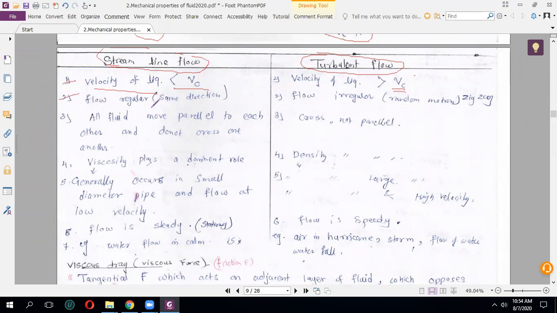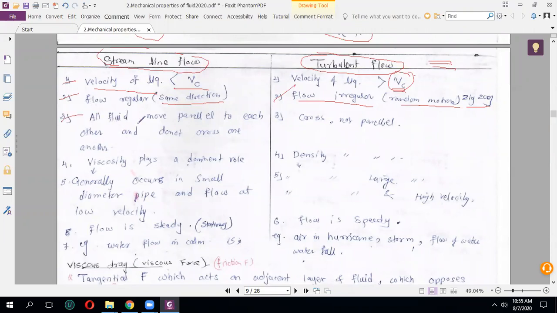Second, flow is regular. In streamline flow, the liquid flow direction is the same. All liquid flow direction is the same. In turbulent flow, the direction of liquid is not the same. They are in random motion or zigzag lines. And the reason behind this is the greater critical velocity. So this means each layer is not flowing properly. Each layer exerts a force. We will see the next concept, the force of friction, later.